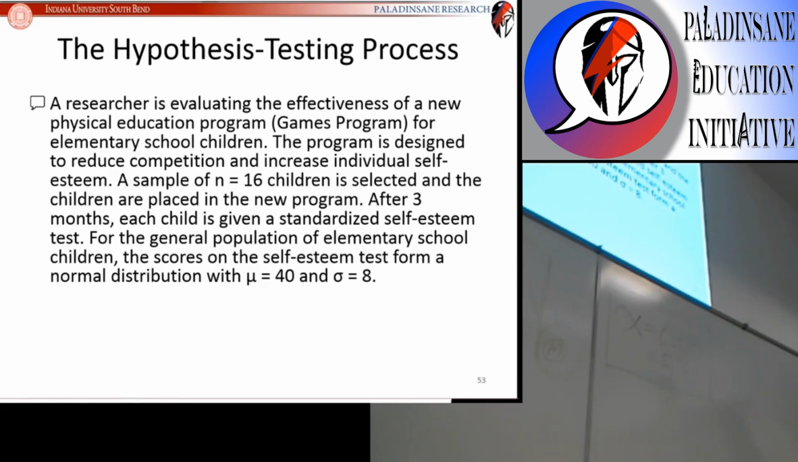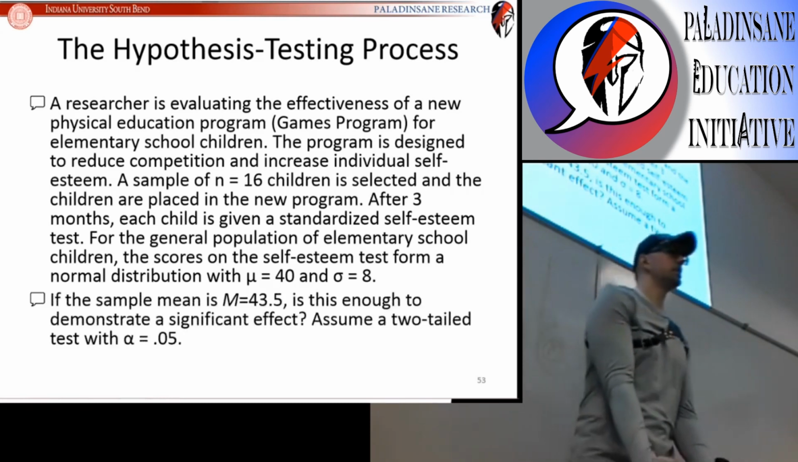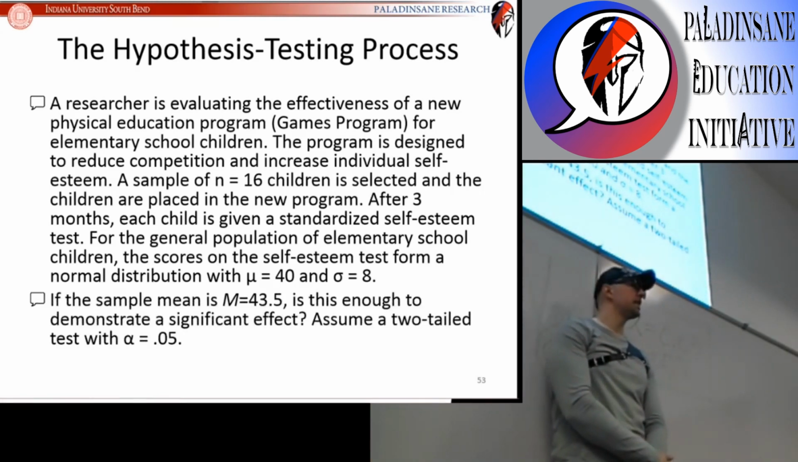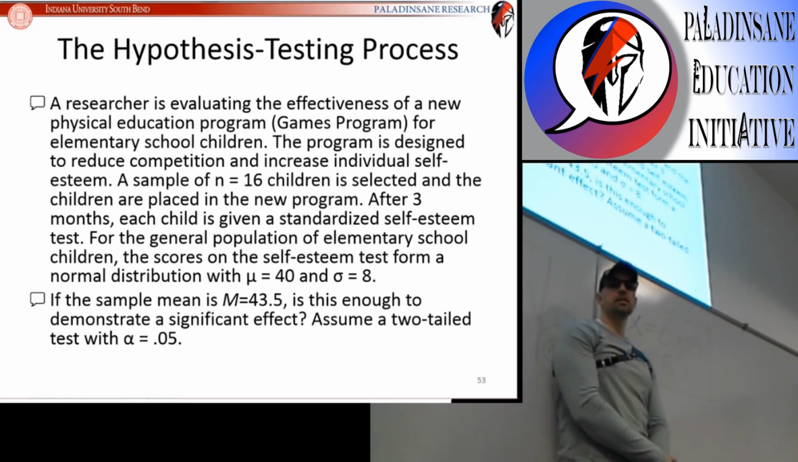So we put them into this program. After the 3 months, we give them this standardized test, and we find out that the sample mean for our sample of 16 students is 43.5. So is this enough to demonstrate a significant effect? We're going to assume a two-tailed test with an alpha of 0.05.